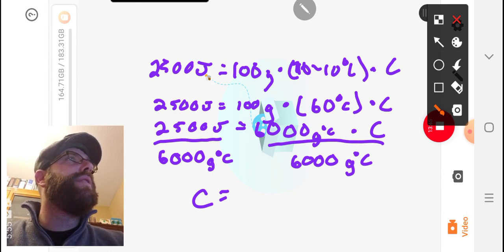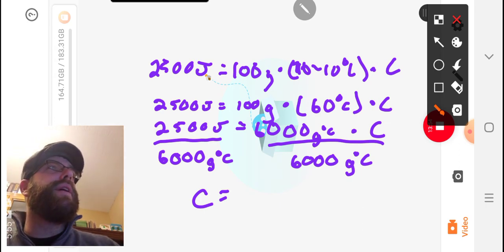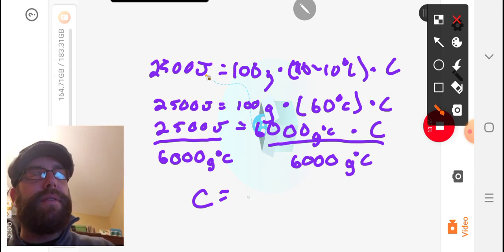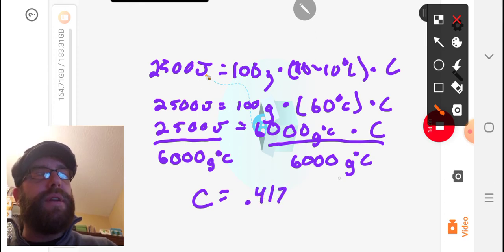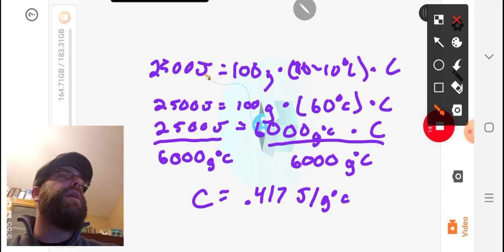2,500 divided by 6,000, and you get 0.416. So 0.417 joules per gram degrees Celsius. And that is my answer to that.